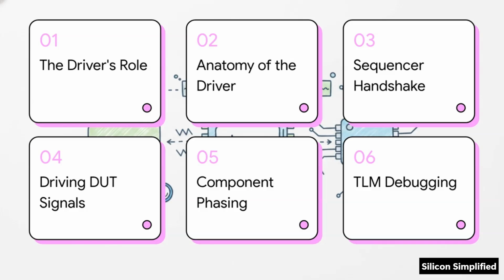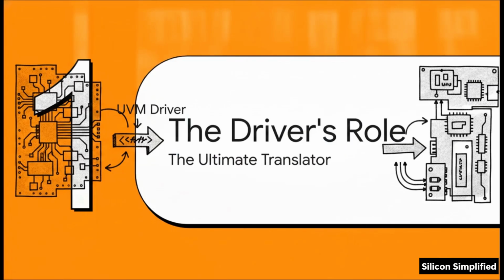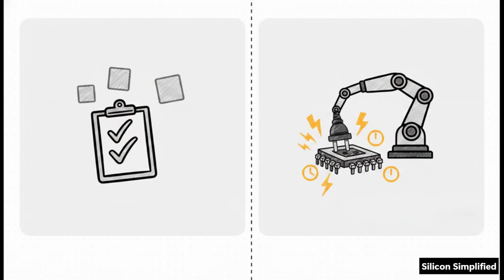Let's get to it. The driver's essential role, or as I like to think of it, the ultimate translator. High-level verification objects are practically useless if they can't talk to the hardware, right? To really grasp this, we have to contrast the two most tightly coupled components in your agent. The sequencer is the manager. It acts as an arbiter for abstract transactions, but it knows absolutely nothing about clocks or pins. The driver, on the other hand, is the active consumer. It's the worker on the front lines translating those abstract items into tangible, low-level stimulus.